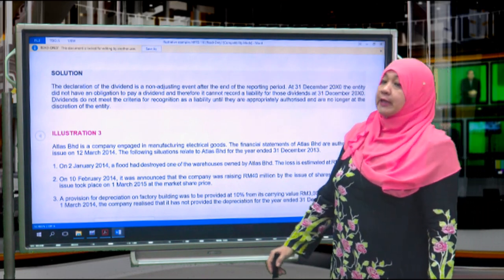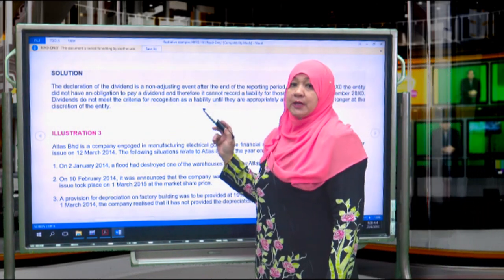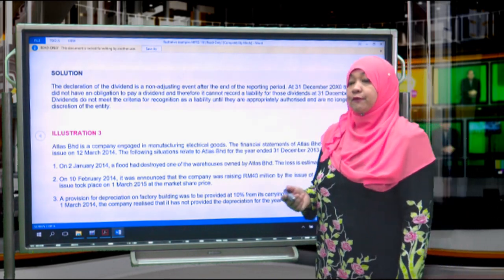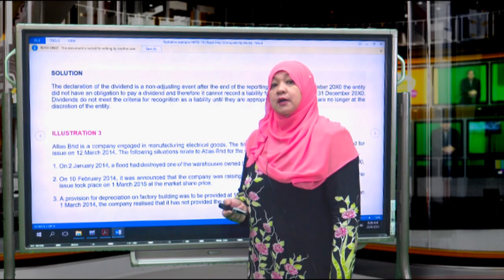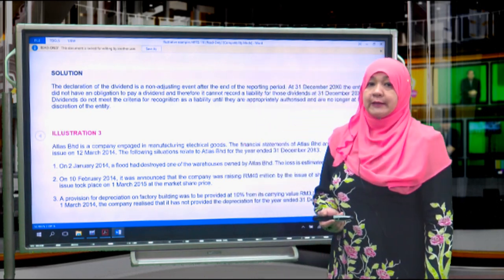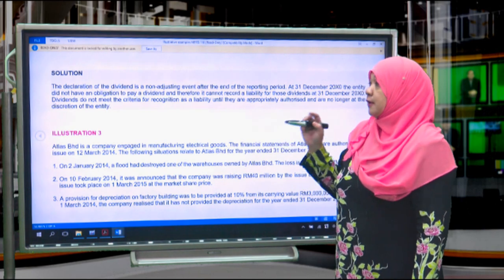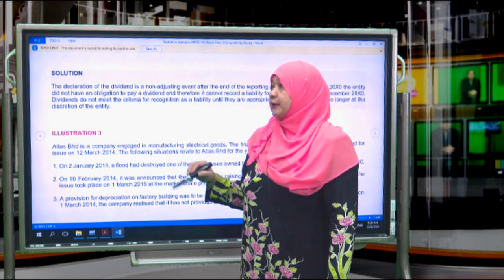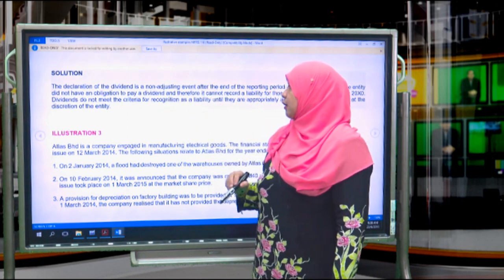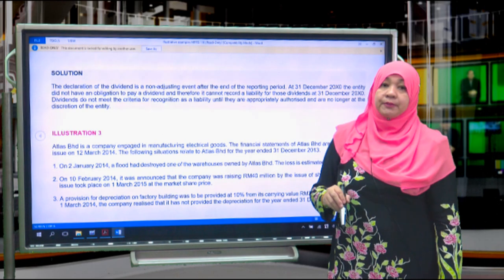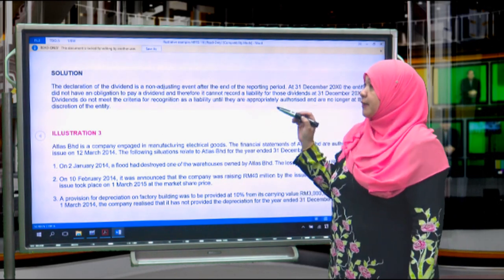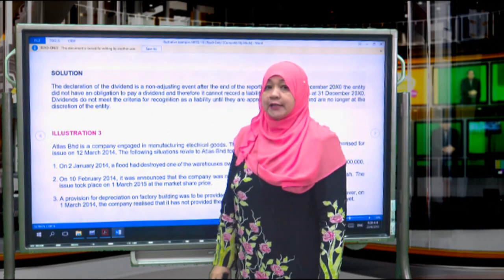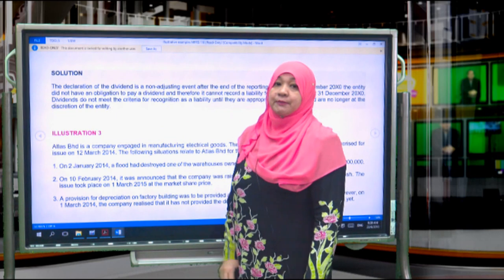Okay, so the declaration of the dividend was made after the financial year end, but before the directors authorized the financial statements for issue. But because this is a dividend, we cannot consider it an adjusting event, because it is a non-adjusting event that occurs after the reporting period. So we do not need to take this dividend into account as a liability in the previous accounting period.